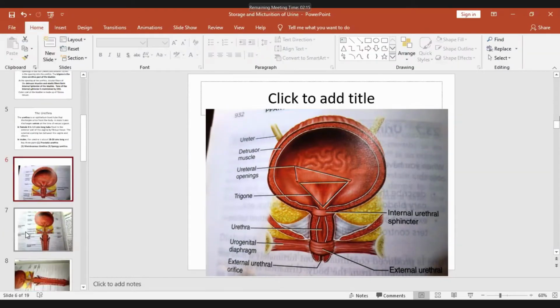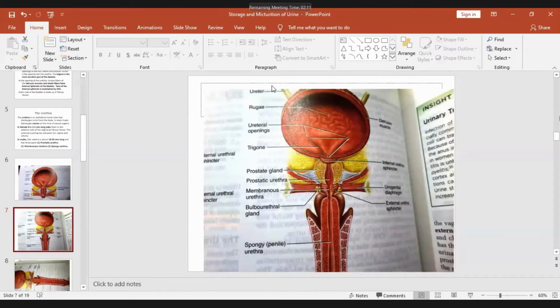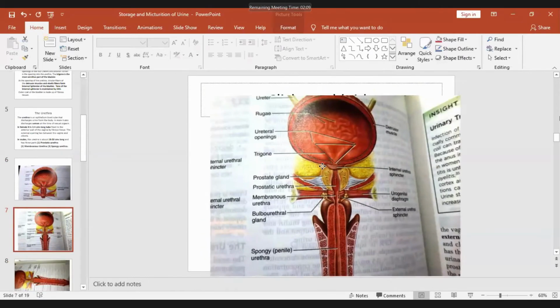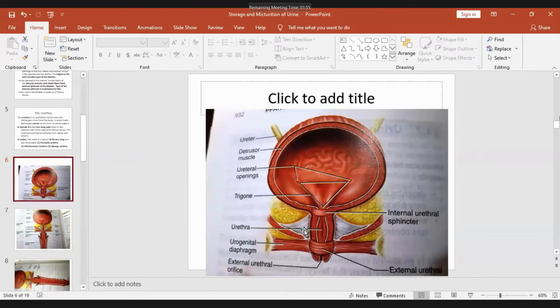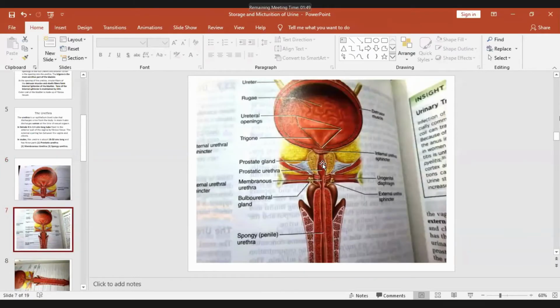Here is the case of males. Again, this is the trigone. This is the internal sphincter. This is the prostate, which was not there in case of females. Here you don't find the prostate, but here you find the prostate in case of the male urethra. This is the prostate. And then you see some openings here, that is in the prostatic part. There are at least 2 openings.